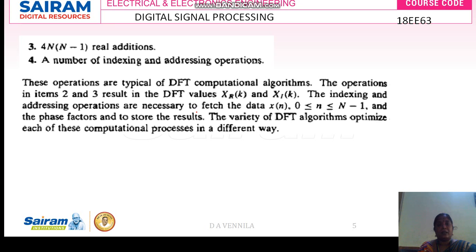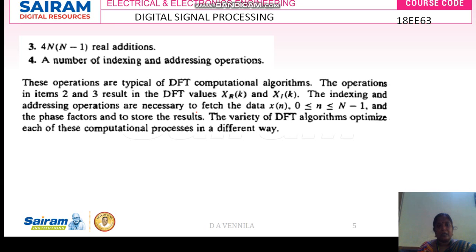Here in FFT we have two algorithms. One is the DIT algorithm, another one is the DIF algorithm. DIT means decimation in time algorithm. DIF means decimation in frequency algorithm. Decimation is nothing but splitting the sequence into small sequences. DIF means we decimate the sequence into small sequences in the frequency domain. Time means we decimate the sequence in the time domain.